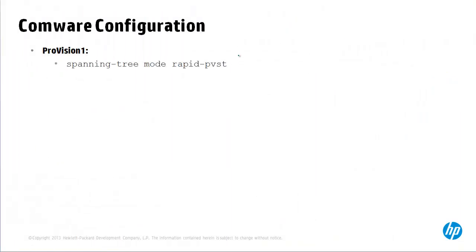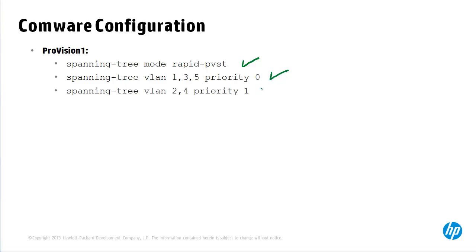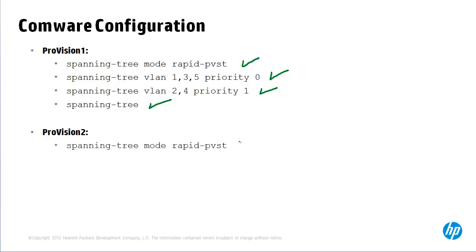So on ProVision 1, we're going to enable rapid spanning tree. Set the priority for VLANs 1, 3, and 5 to 0. Priority for VLANs 2 and 4 to 1, which equates to 4096. We'll enable spanning tree. On ProVision 2, we'll simply set the mode to rapid PVST and enable spanning tree.